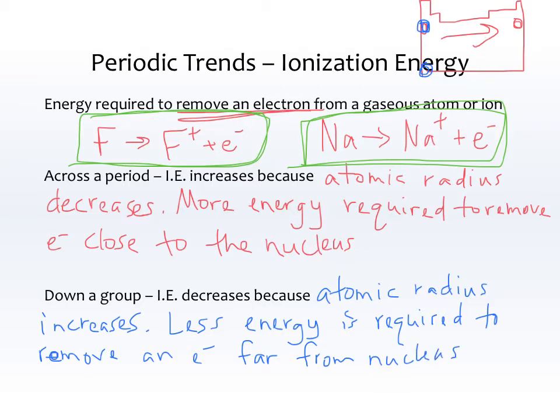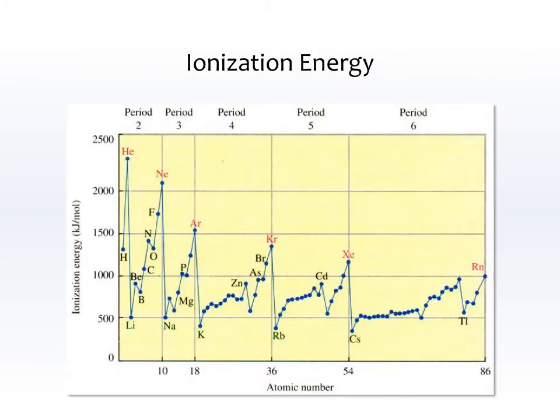The electrons in francium fill up 7 energy levels. The electrons in sodium only fill up 3 energy levels. So the electron in francium is very far away from the nucleus and won't take very much energy to remove, whereas the electron in sodium is comparatively very close to the nucleus and therefore would take much more energy to remove. Here's actually a graph of the first ionization energy.